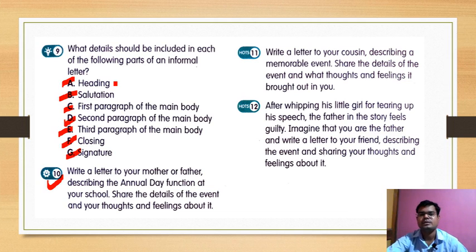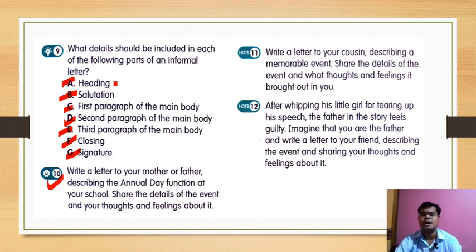Number 11. Write a letter to your cousin describing a memorable event. Share the details of the event and what thoughts and feelings it brought out in you. Next one is also a letter, a similar type of letter, in which you have to write a letter to your cousin describing a memorable event. Something which you can't forget. The experience which was very good for you. So you have to just write about that.